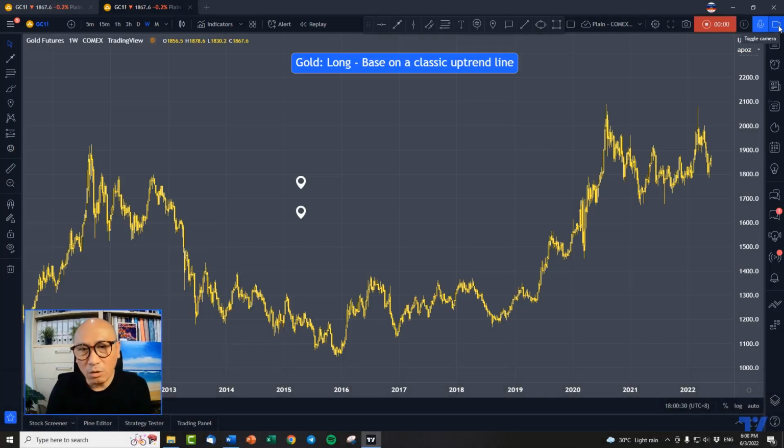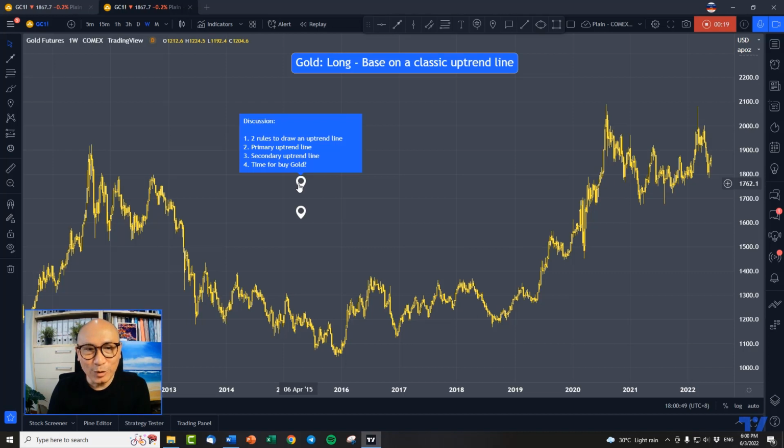We'll discuss gold long based on this classic uptrend line. And I believe that with this understanding, in years to come, this will still be very applicable. In today's discussion, we're going to discuss four key points. Number one, the two rules to draw an uptrend line.